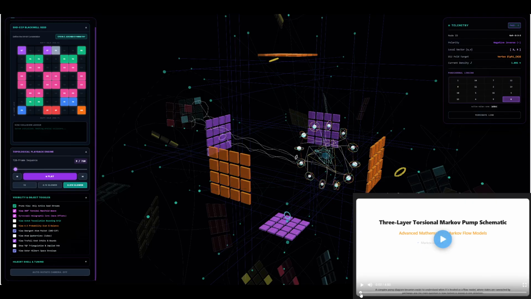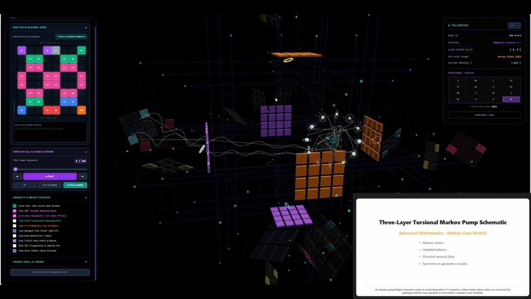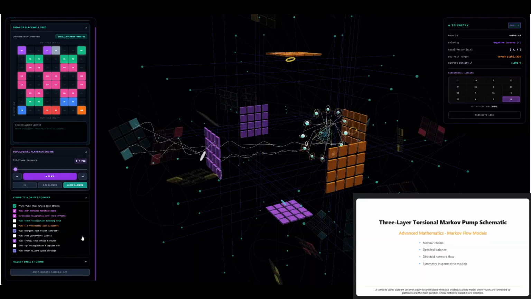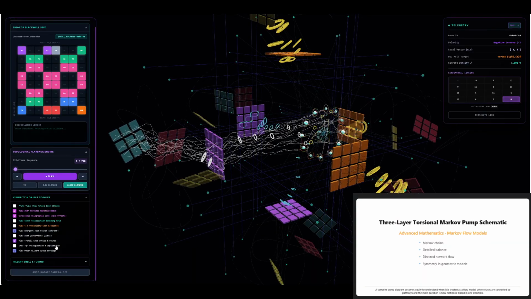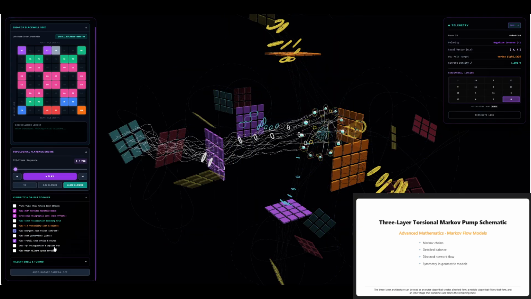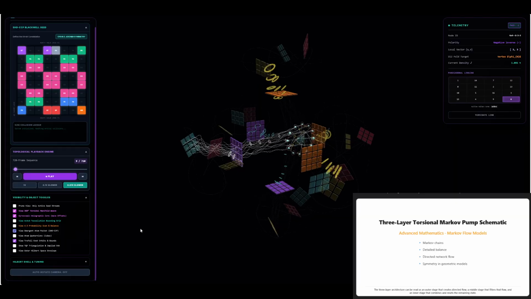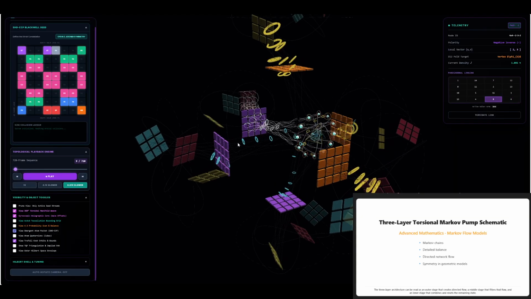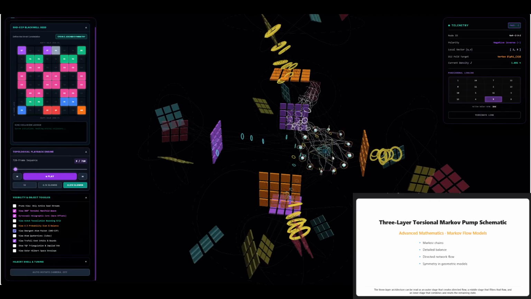The three is easier to understand when it is treated as a flow model, where states are connected by pathways, and the main question is how motion is biased in one direction. The three-layer architecture can be read as an outer stage that creates directed flow, a middle stage that filters that flow, and an inner stage that combines and resets the remaining state.